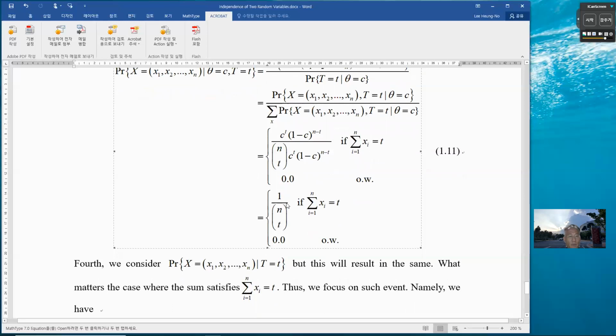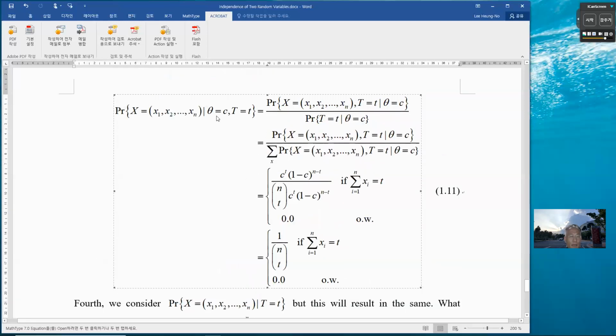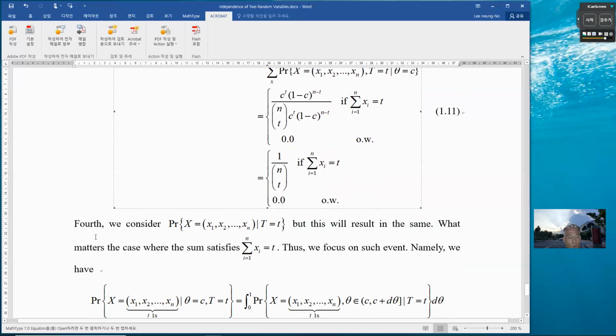As you can see from this, we can have this probability equal to the probability of x given t only. So given t, we have no dependence on theta. But in order to consider this fully, that's the fourth item. We consider in this case the probability of x given T equal to t. We already know that this will result in the same, but we can do some practice.